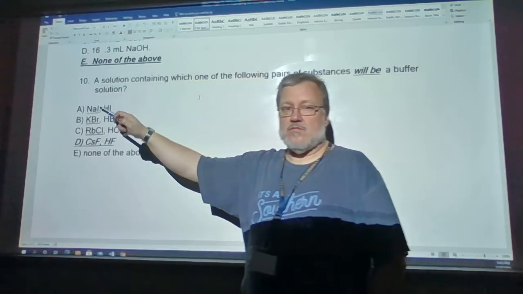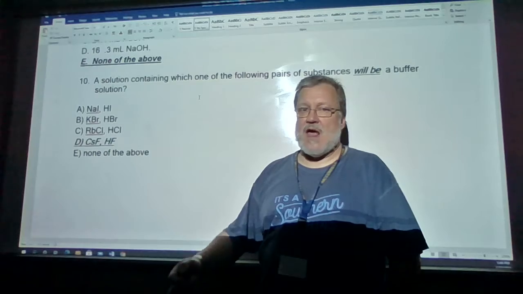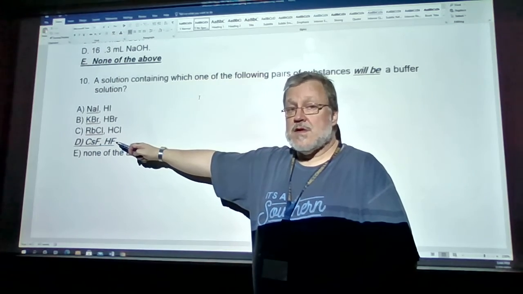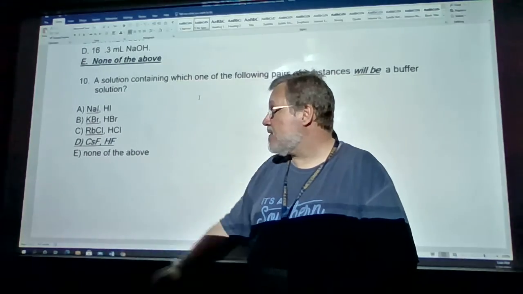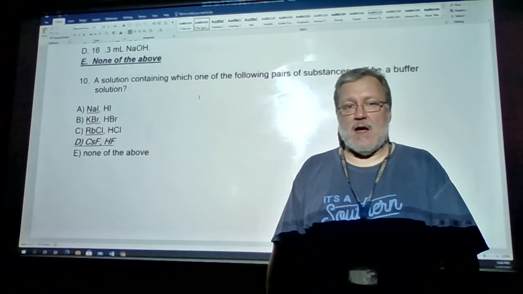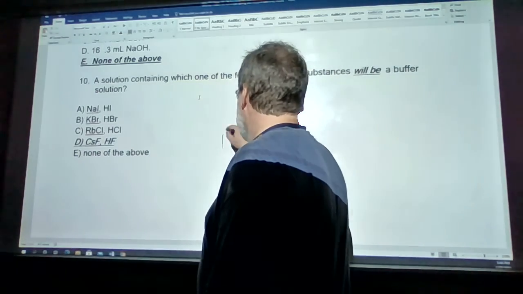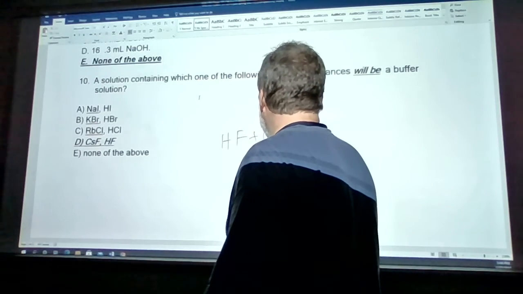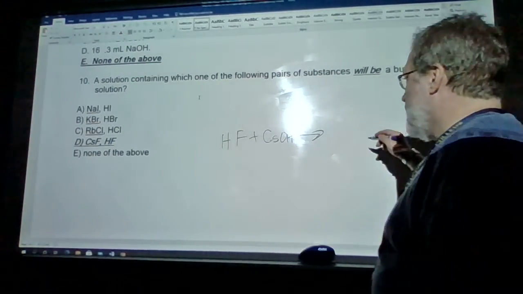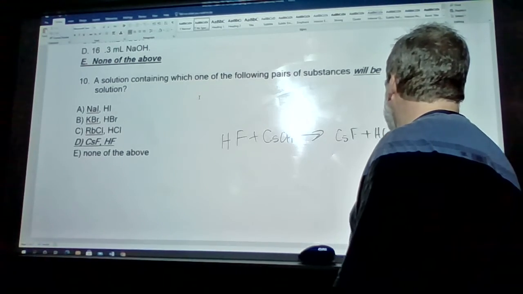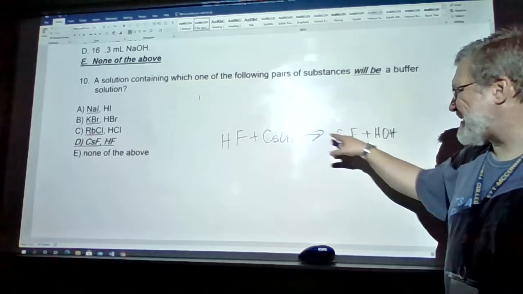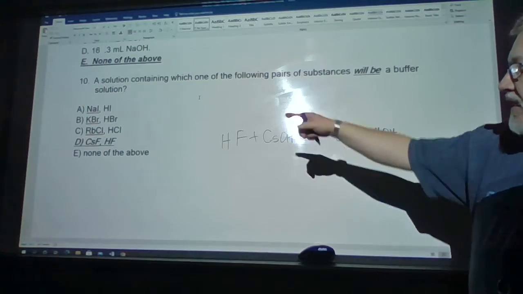So here we have HI, the strong acid. It's not a buffer. HBr, strong acid, not a buffer. HCl, strong acid, not a buffer. HF. Is that a weak acid? Yeah, it's not one of the 6 strong acids, so this is a weak acid. Is cesium fluoride a conjugate base to HF? Yeah, it is. HF plus cesium hydroxide generates cesium fluoride plus water. So HF acts as your acid there, cesium hydroxide acts as your base. So cesium fluoride is the conjugate base of HF. So the answer here is number D.